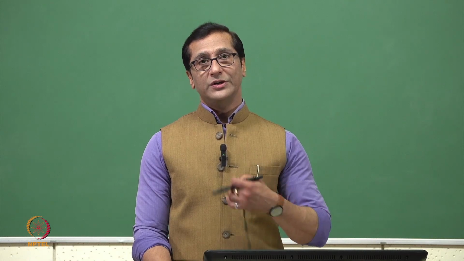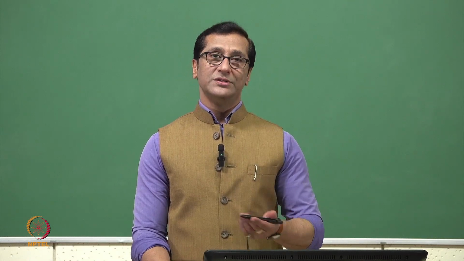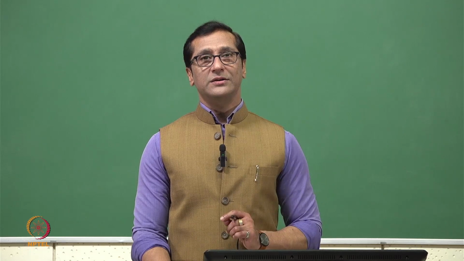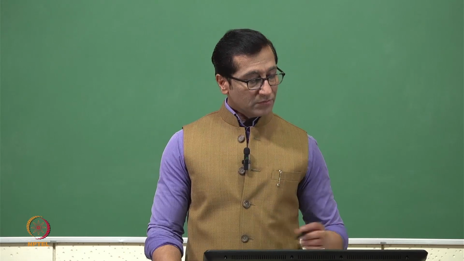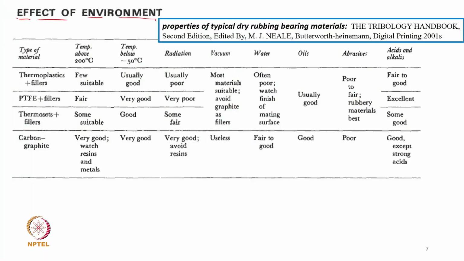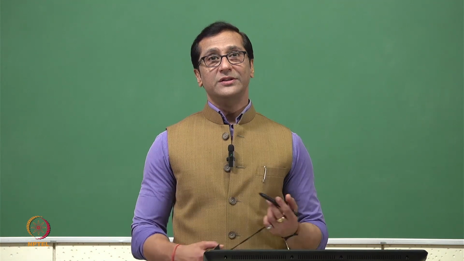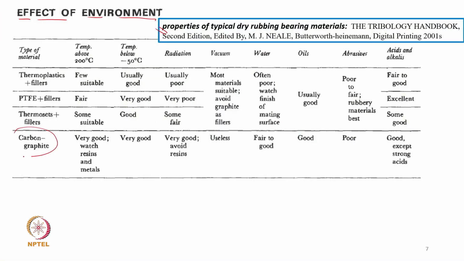So whenever we do a literature review, we should keep updating ourselves on what are the right properties which should be accounted for design purposes or application purposes. One more thing which I picked up from Niels' book is that environmental factors are very significant. You can see here the carbon graphite gives good results at high temperature, and even at low temperature also. And coming to radiation, it is okay. The only thing is that we should not use a resin.